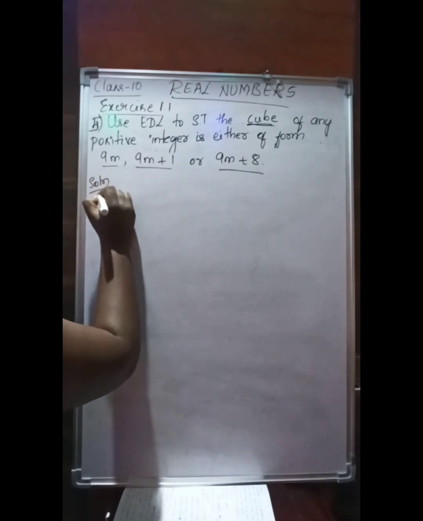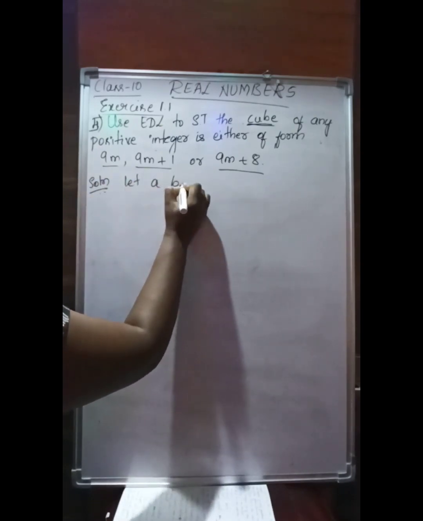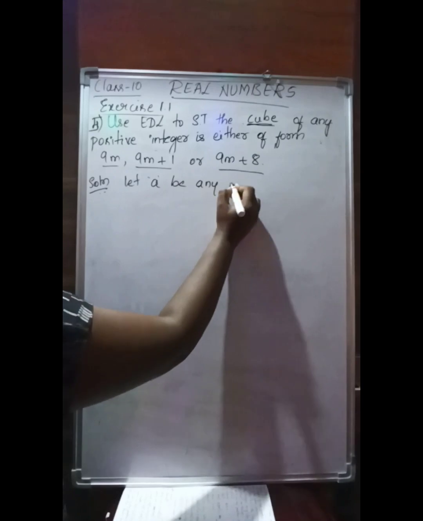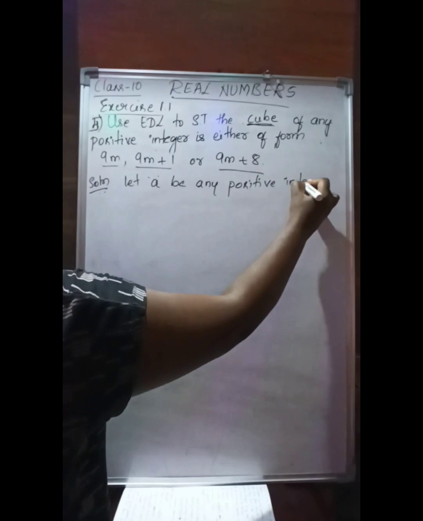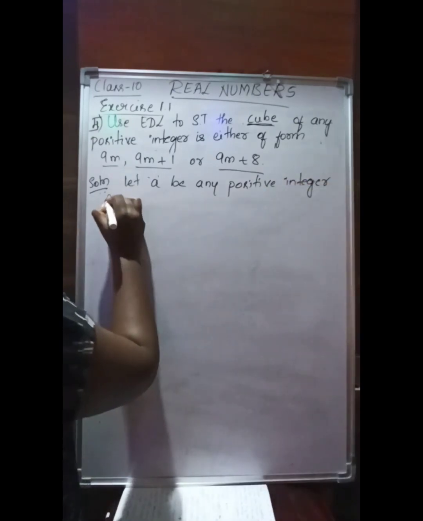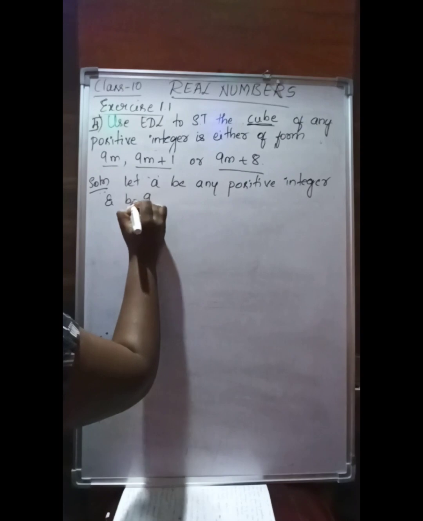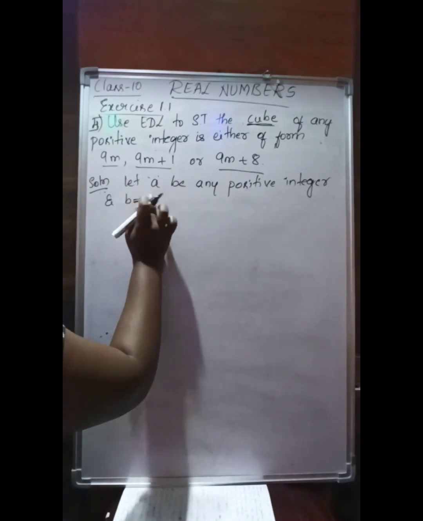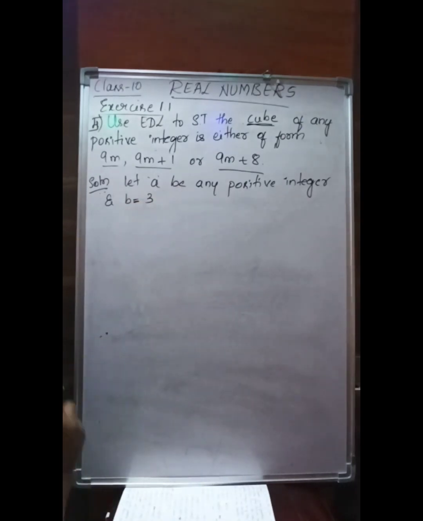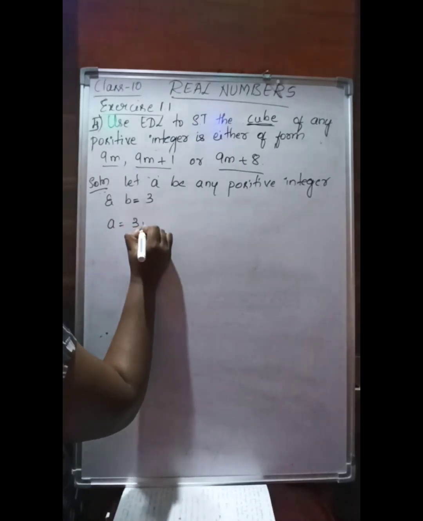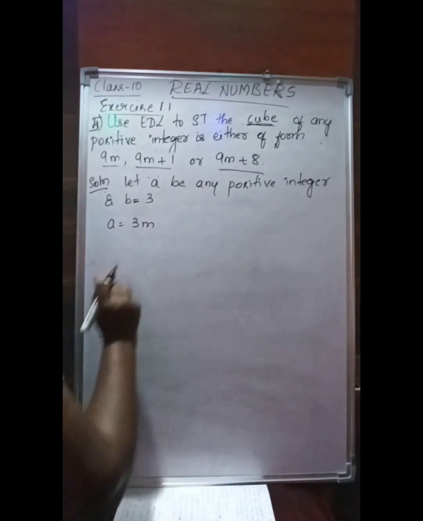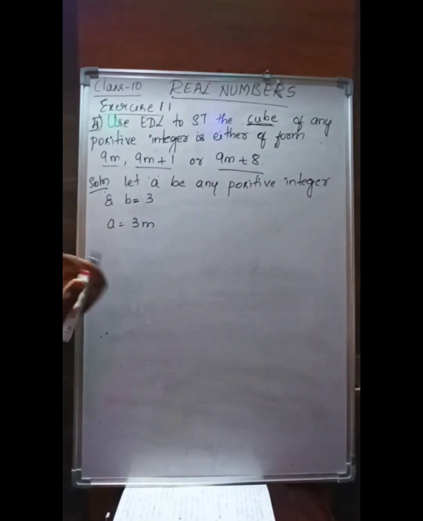Solution: let a be any positive integer and b equals 9, or you can consider 3. When we cube, you will get 9m. So do the first one: a equals 3m. Now here they have given m, so consider m only, so you won't get confused at all. If you want, you can consider q also, that's fine.